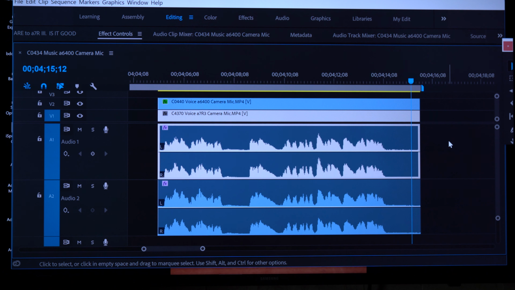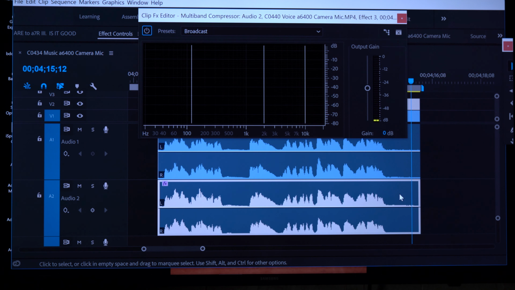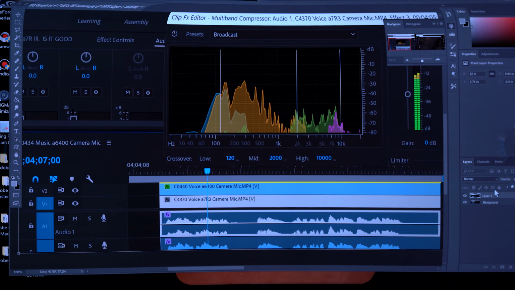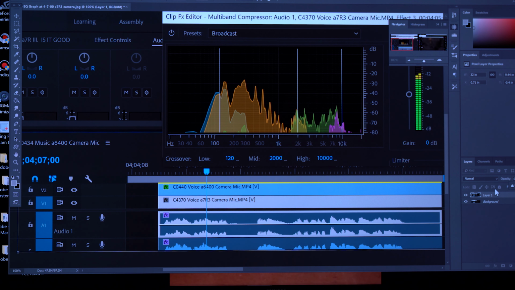Looking at the waveforms of my voice, I see even less difference between both cameras. They look pretty much the same. Now let's see what EQ graphs will show us. The voice EQ test came out a little bit different than the music test.